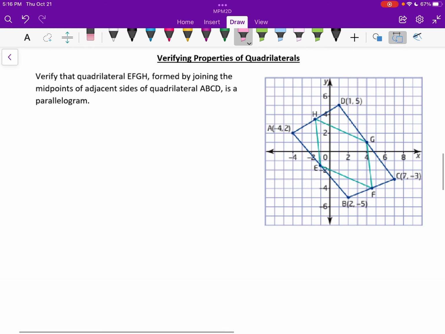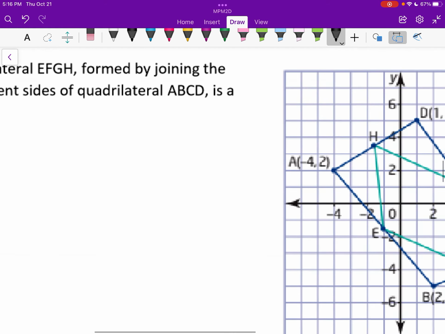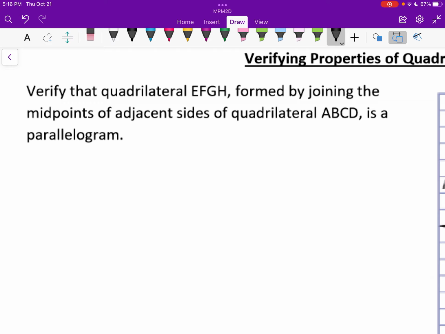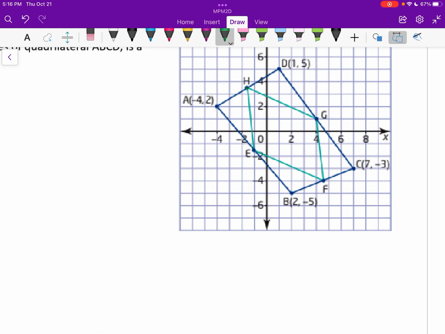So we're going to get to the nitty-gritty of this, and the first thing is that we're going to be verifying properties of quadrilaterals. So verifying properties just means prove that this is true. The first question asks us to prove or verify that quadrilateral EFGH, so that's the diamond in the middle, formed by joining the midpoints of adjacent sides of quadrilateral ABCD, is a parallelogram. So what it's basically asking us to do is prove that this in the middle here is a parallelogram.